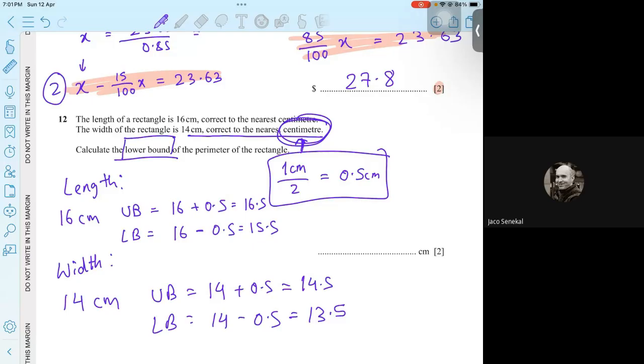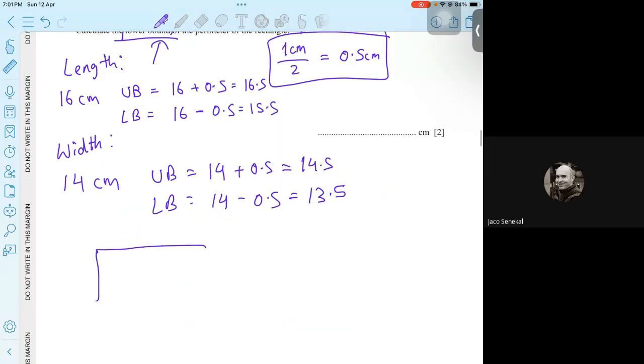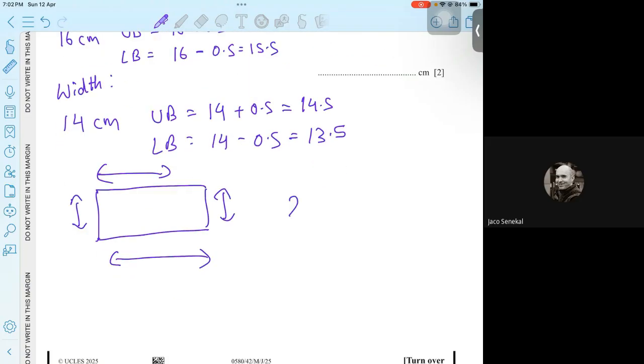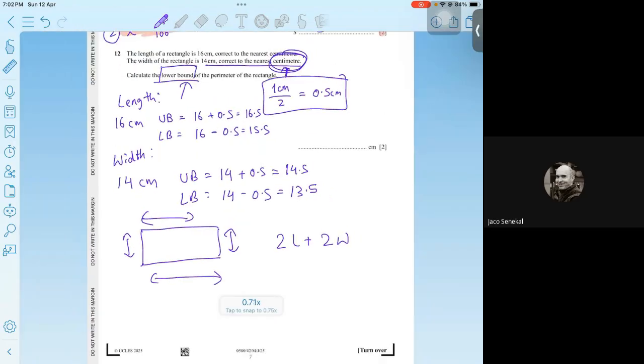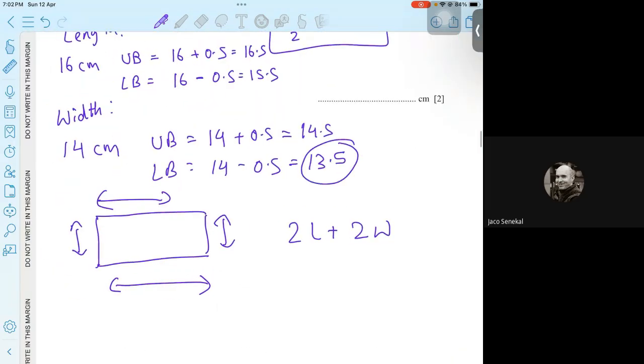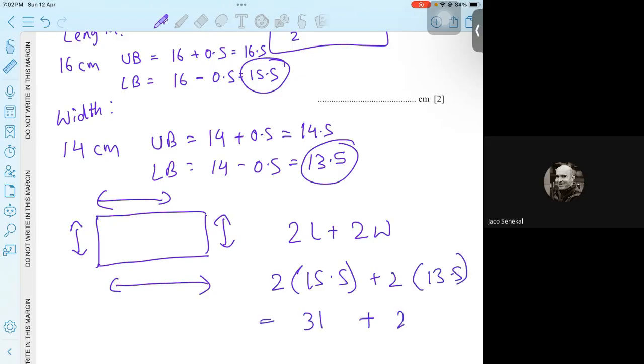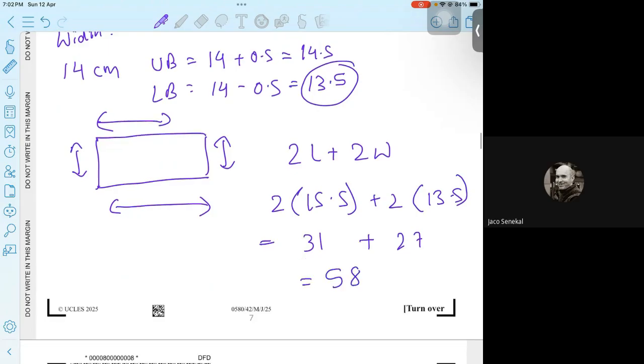Okay. Now the question says calculate the lower bound of the perimeter of the rectangle. So we know our rectangle looks like this, where this side and this side are equal, this side and this side are equal, which means the perimeter is 2 length plus 2 width, right? So for the lower bound of the perimeter, I'm supposed to use both the lower bounds of the lengths and the widths. So that should be 2 into 15.5 plus 2 into 13.5. So from here, I should get 31. From here, I should get 27. And the answer should be 58. Are you all cool with this?